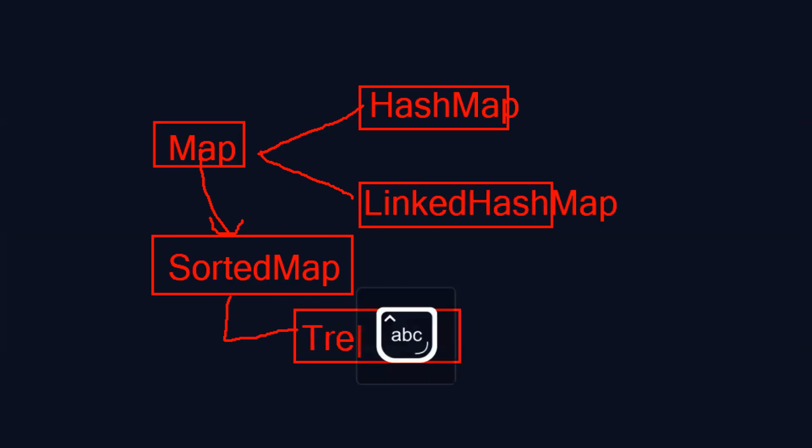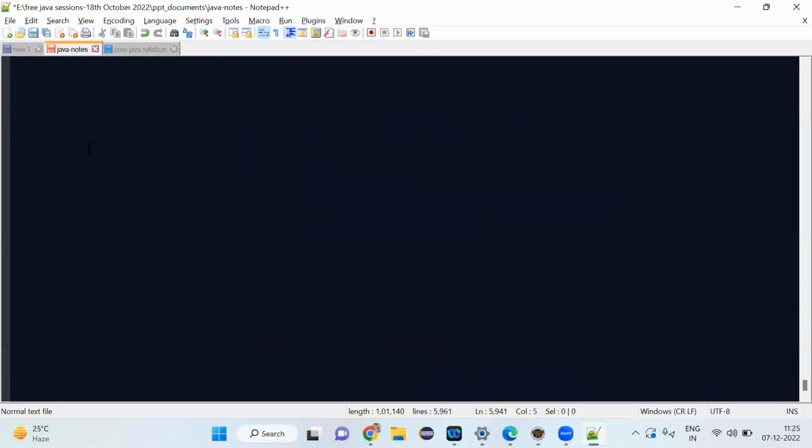You need to understand the hierarchy first. Map and sorted map are the two interfaces. Map is the predefined super interface of sorted map. For this map, we have two implementation classes: one is hash map, another one is linked hash map. For the sorted map, another implementation class is there, that is tree map. Of course, from one implementation class to another there are some differences. Based on our requirement, we choose those implementation classes, like how we have seen in the case of the one-dimensional collection framework. So you need to understand a few properties about map itself.